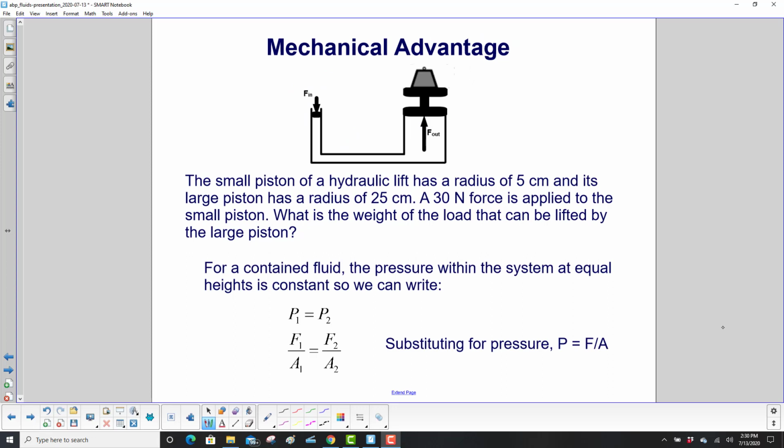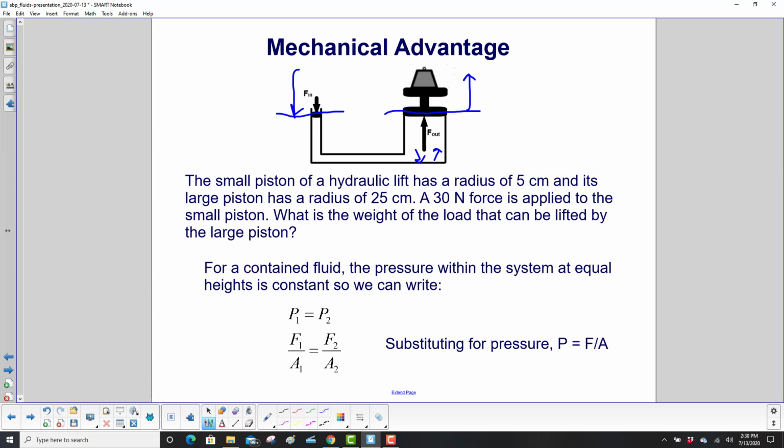For a contained fluid, the pressure within a system at equal heights is constant. Right? The pressure here is equal to the pressure here. And Pascal's principle: any change in pressure caused by pushing this down will have the exact same change in pressure anywhere else in the fluid, assuming it's an incompressible fluid, which is what we'll assume here.